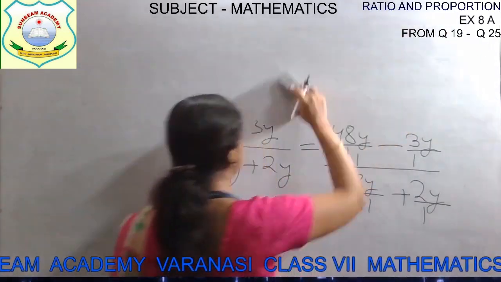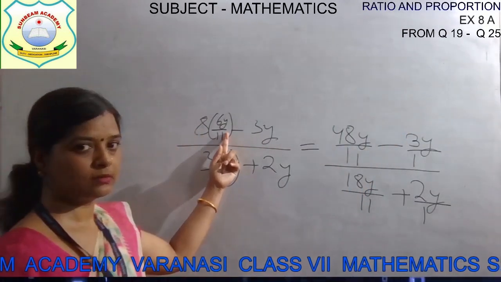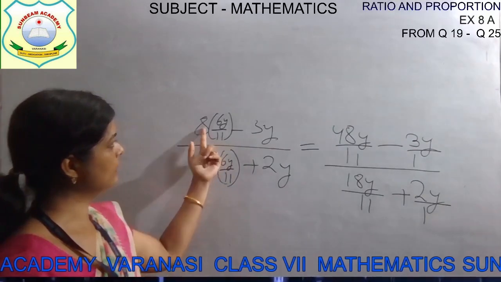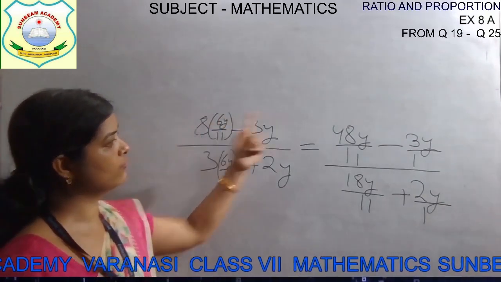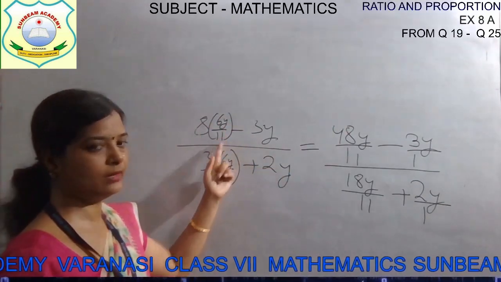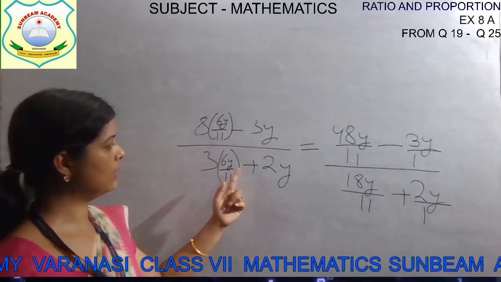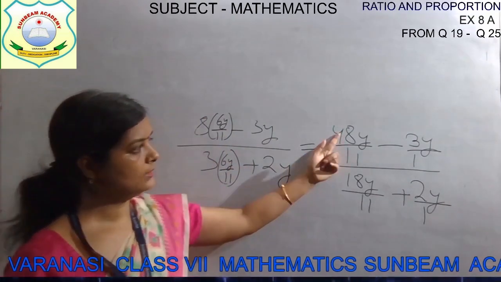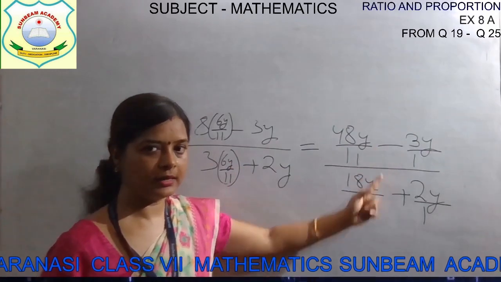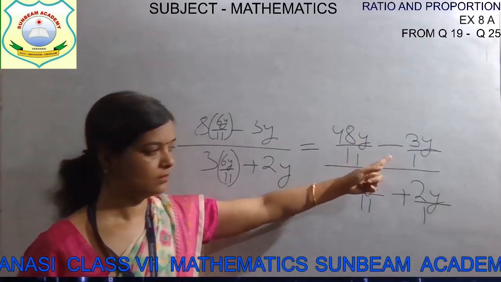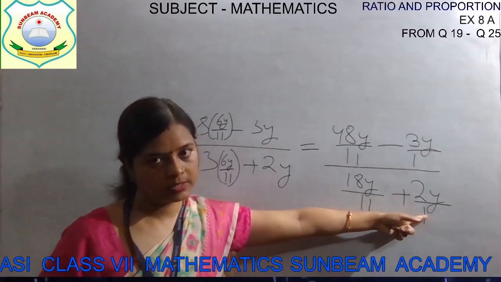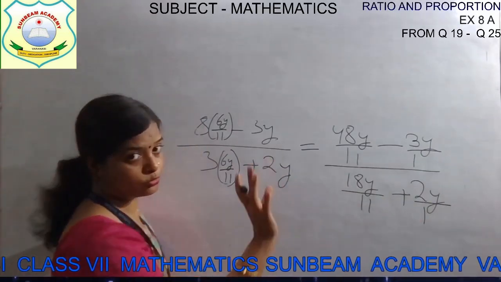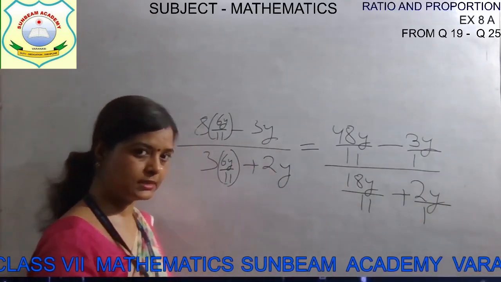Till now we have substituted the value of x. Multiply numerator with numerator: 8 6s are 48y by 11, and 6 3s are 18y by 11. And then we have to solve the numerator and denominator. So I have put 1 here. Now I usually do cross multiplication. You can take LCM also.